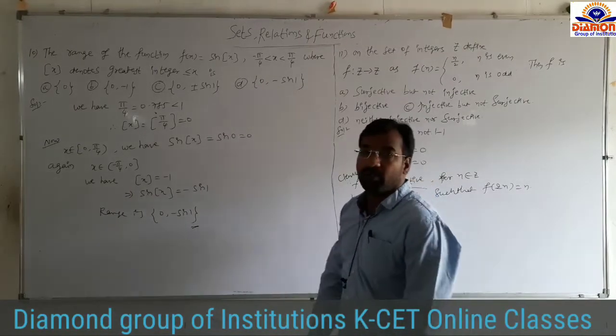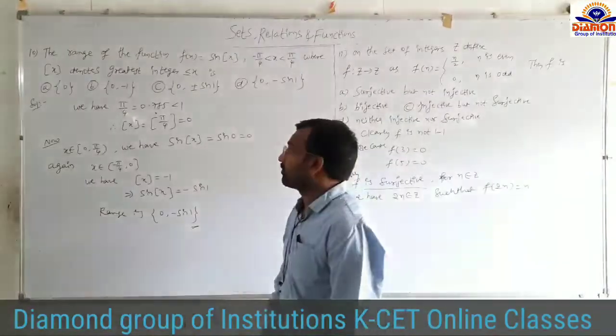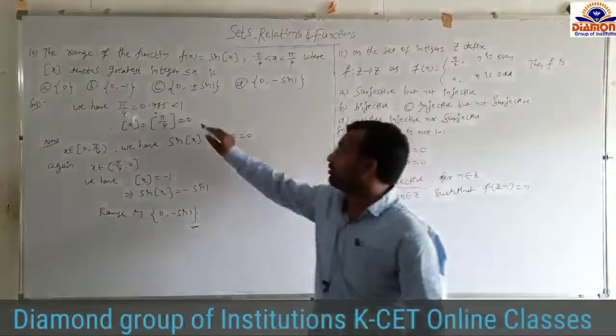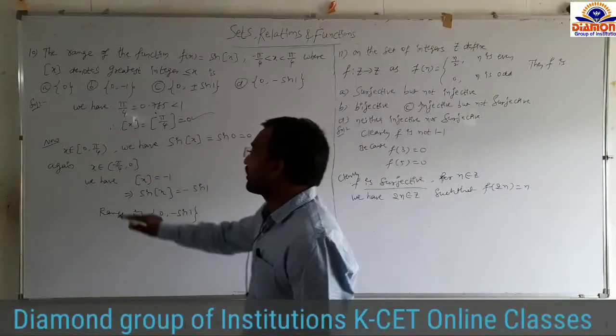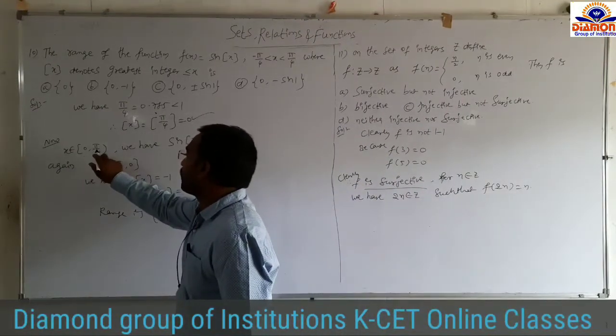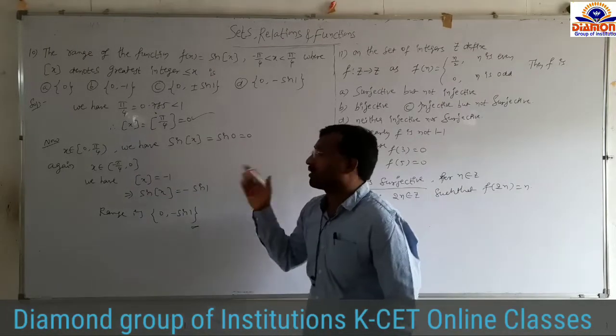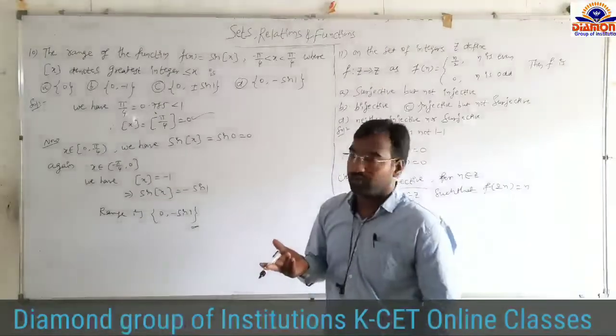We have pi by 4 value is 0.785, which is less than 1 only. So that's why step of pi by 4 is 0. Suppose if you take x belongs to the closed-open interval [0, pi by 4), at that time what do you get? Sine of step x equal to sine 0. Sine 0 is 0 only.